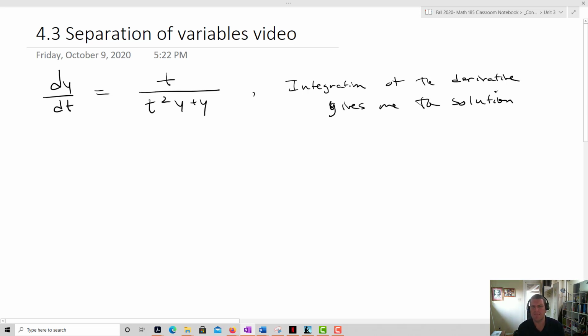And we're going to end up integrating both sides. At the end of the day, whenever we're doing differential equations, that's kind of what we're going to try and do: we're going to try and integrate both sides. And that's what separation of variables does. It allows us to integrate both sides.